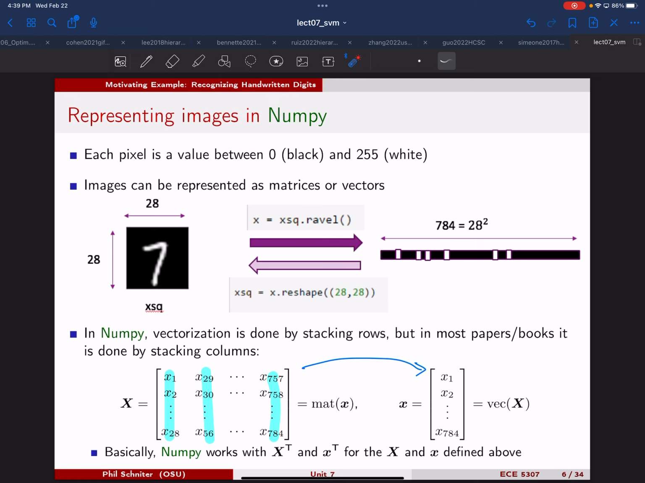The simple fix, if you want NumPy to work consistently with book notation, is you just transpose the matrix before you vectorize it. And then if I transpose this, then this will be the first row, second row, and so on. Okay, so that's just a minor thing, but important to know about.